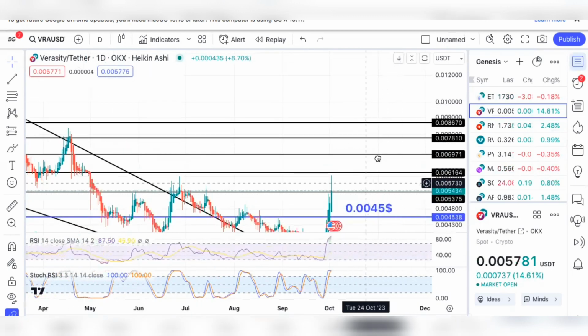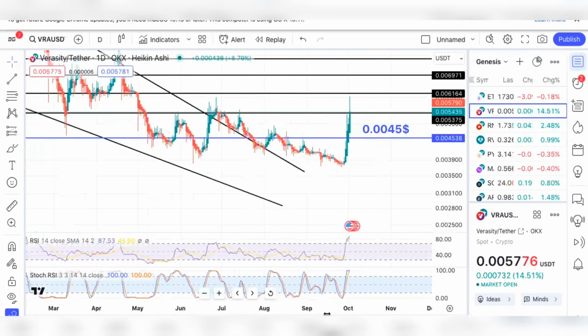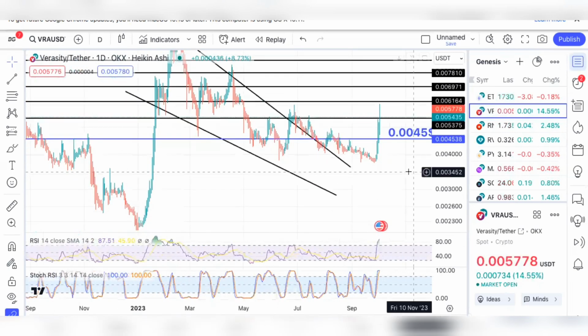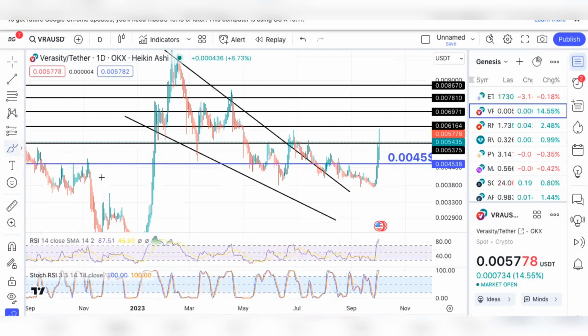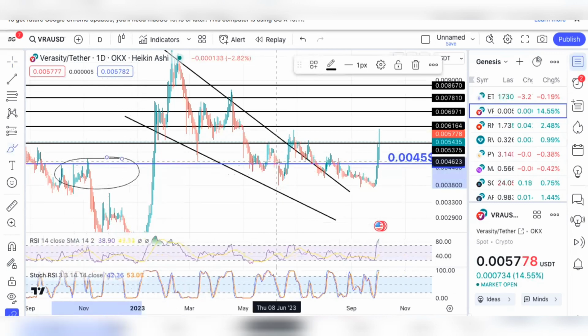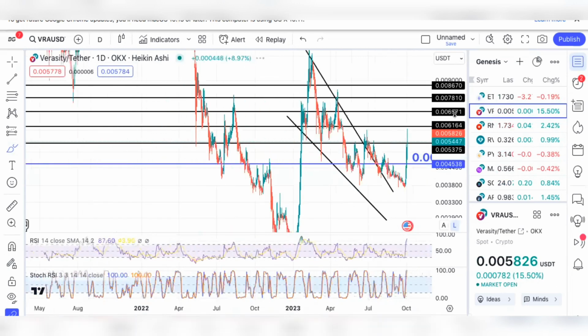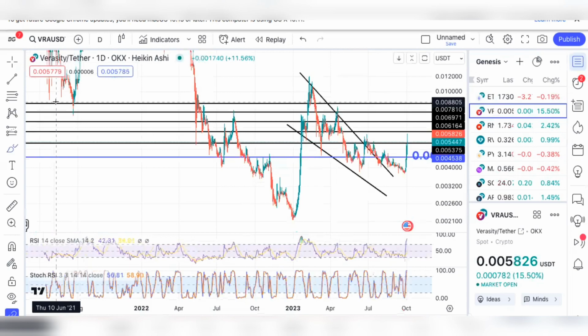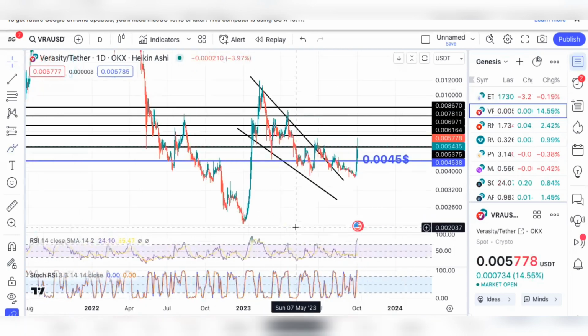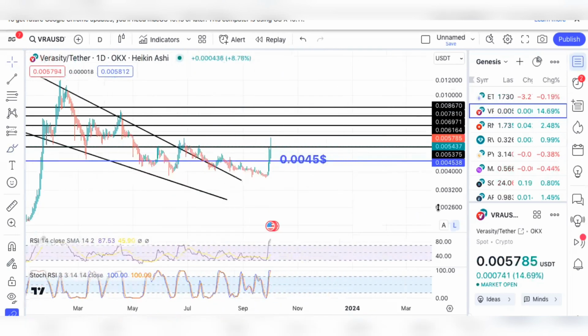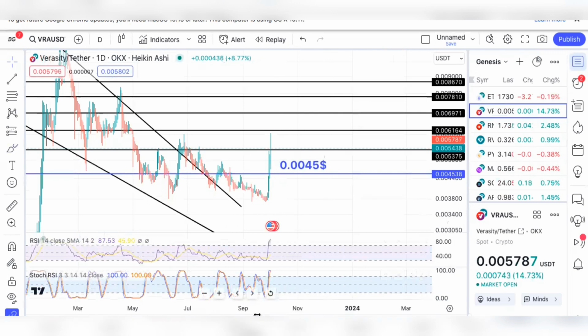0.0045, this is a very important price point for VRA, which it has broken out of, and it needs to stay above it for the bullish momentum to continue, which is at 0.0045. So again, very similar to Render, as long as VRA is above 0.0045, I think dips are to buy.